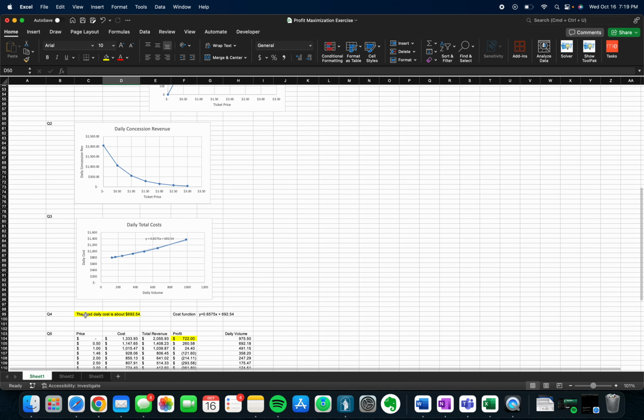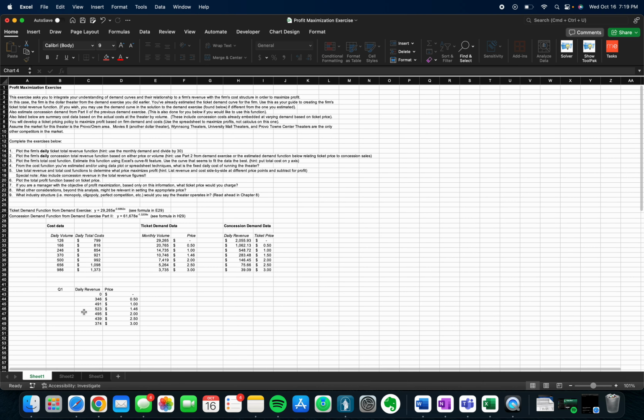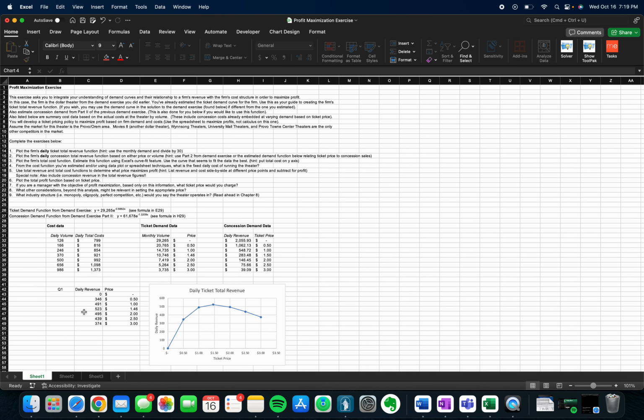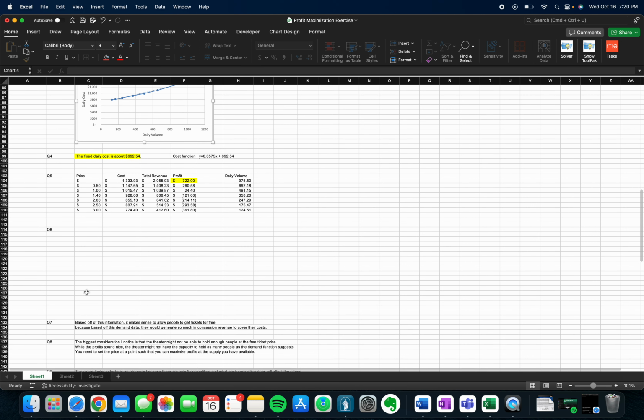And with that, finding the fixed cost, it's simply just this $692.54 from our cost function. So the fixed daily cost is about $692.54. Question 5 says use total revenue and total cost functions to determine what price maximizes profit.